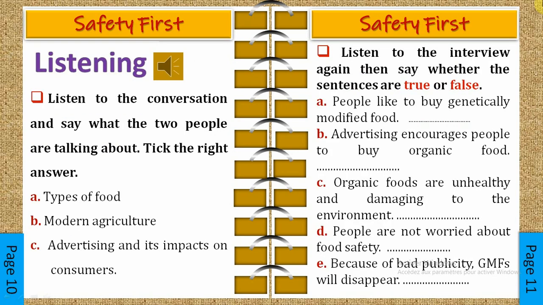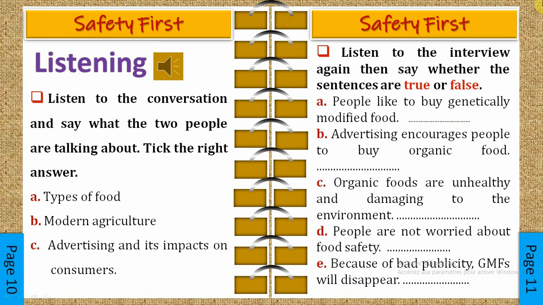In order to allow for a smooth transition between the lesson stages, the teacher starts the listening phase with a listening for gist activity. Learners are asked to listen to a conversation and to identify its topic. Learners are given three options. We have types of food, modern agriculture, and advertising and its impact on consumers. Note here that in this lesson, I'm using the same listening material we have in the textbook.